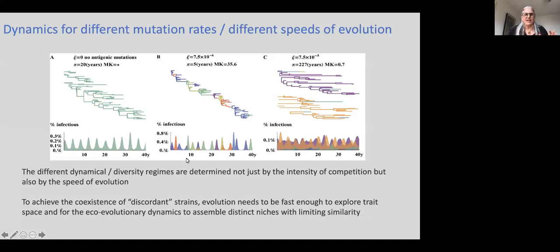So we see here that these different dynamical regimes are very influenced by the speed of evolution, and that to achieve the coexistence of discordant strains, so the emergence of niches in this system, evolution needs to be fast enough to explore trait space and for eco-evolutionary dynamics to assemble niches with limiting similarity. That may be a bit counterintuitive. If we go faster, of course, at some point we lose the pattern. We are going to have essentially just a random pattern with variation on top of a tree.